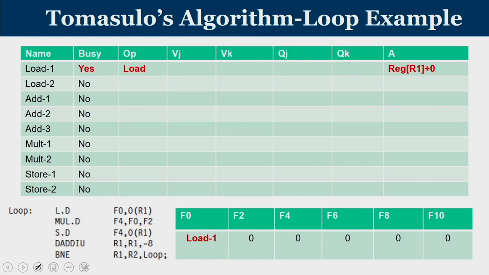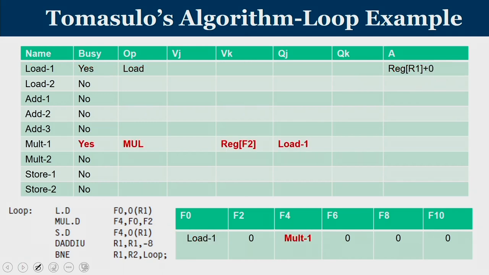I am going to talk about the very first load instruction, which is going to write the result into F0. So, the register status indicator of F0 should be pointing to load 1, and the address is 0 plus the content of R1, which will be carried out in the first load unit. Assume that you have 2 load units, 2 store units, 2 multiplication and division units, and 3 adders.